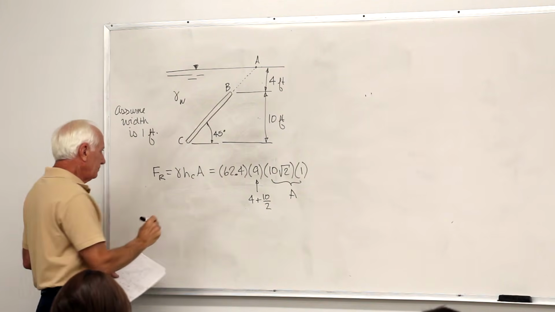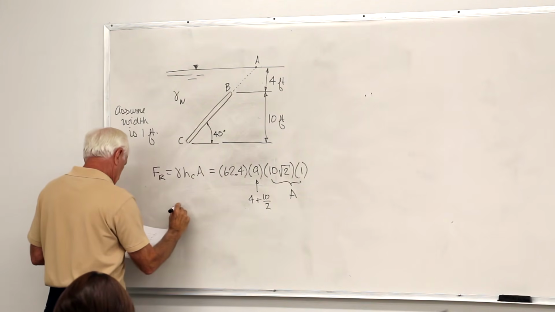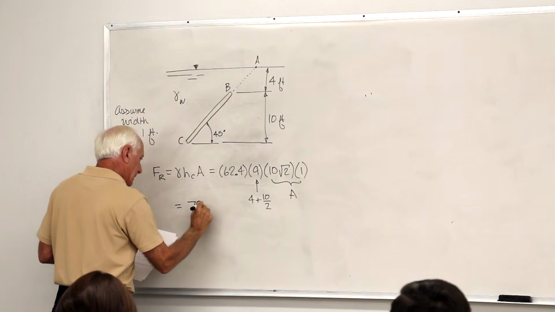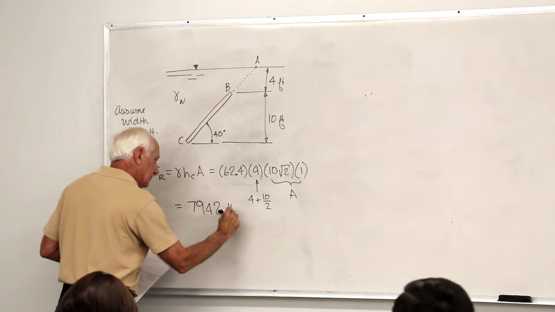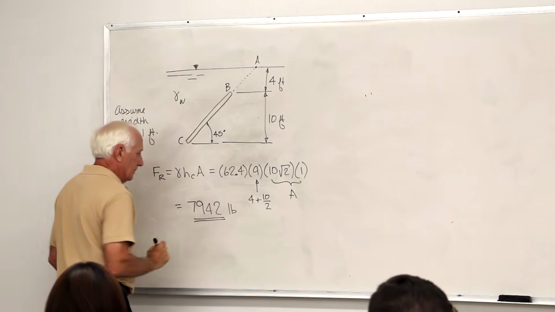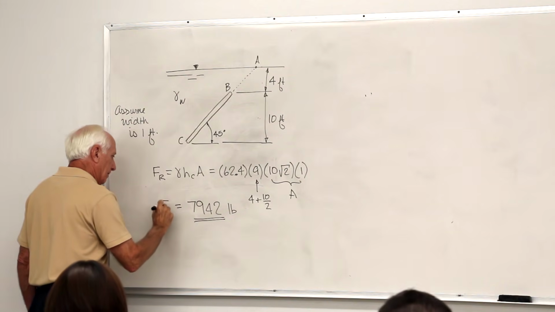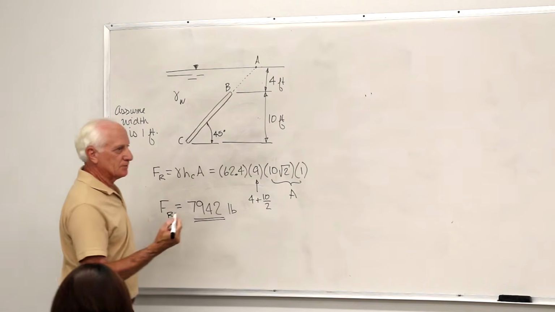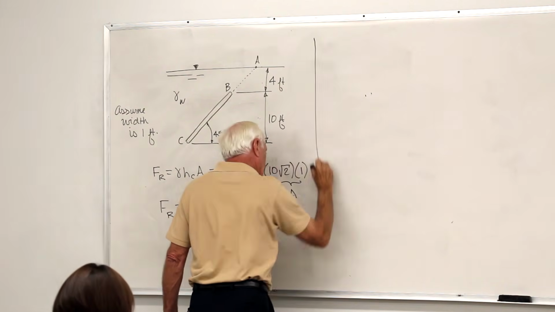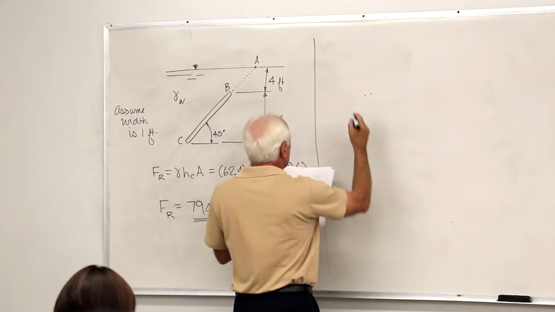Okay. F sub R, 79.42 pounds. Okay. Next step, as we know, find out where it acts. Y sub R.